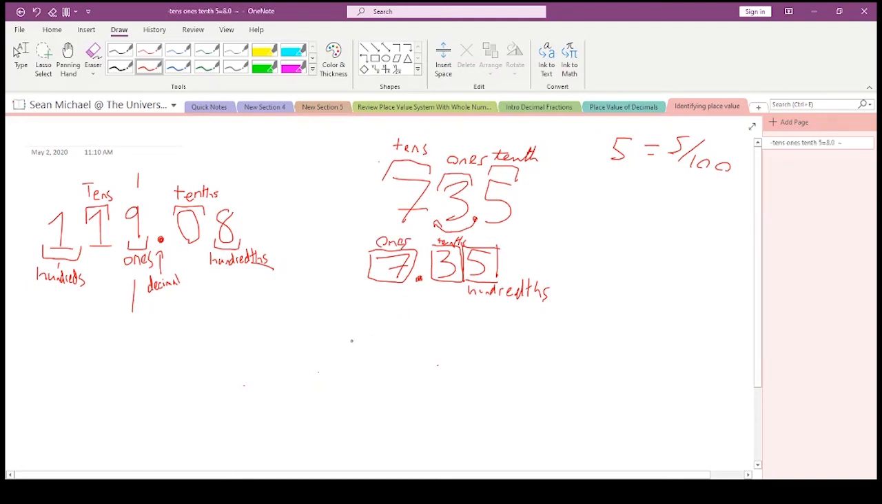And if we did 0.735, now the 7 is in the tenths column, the 3 is in the hundredths, and the 5 now is in the thousandths category, which is our next lesson.